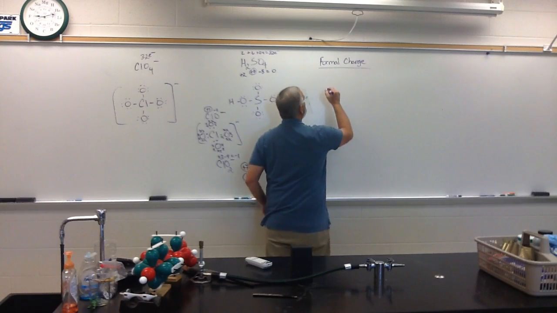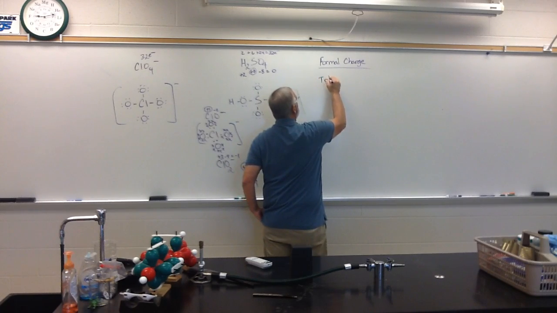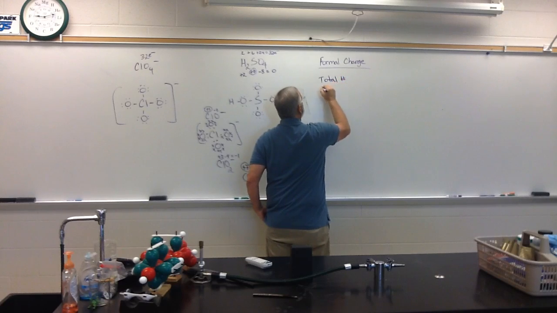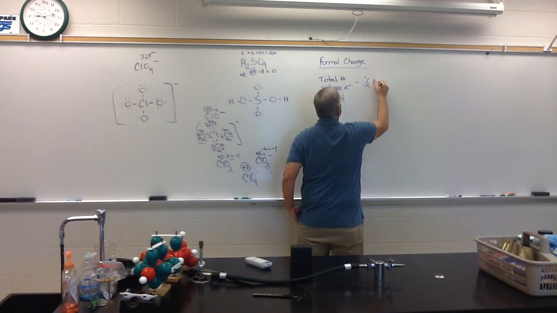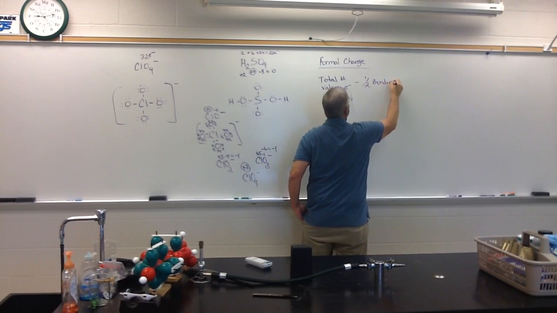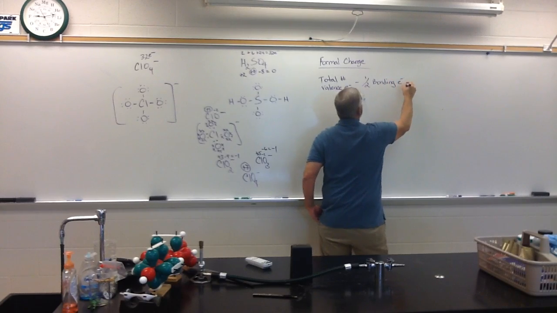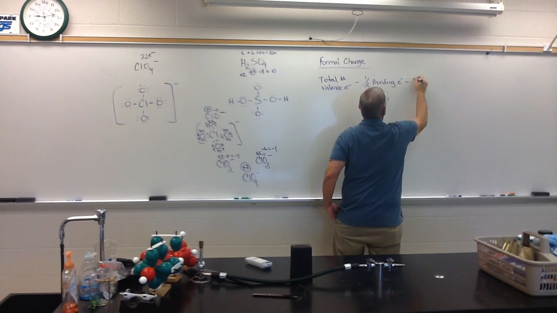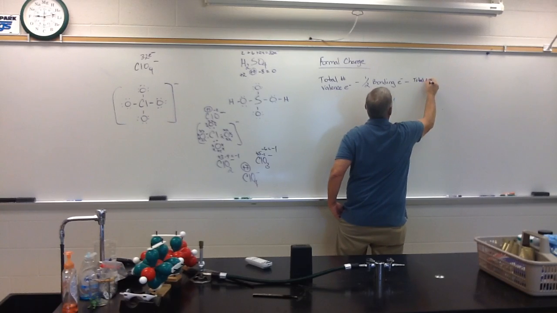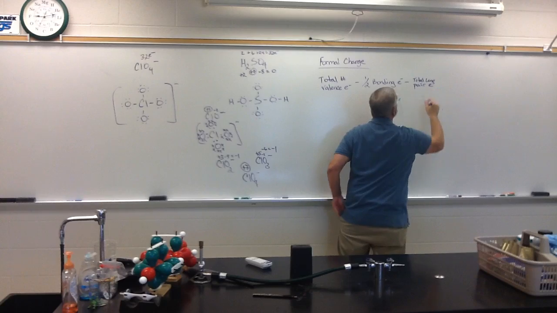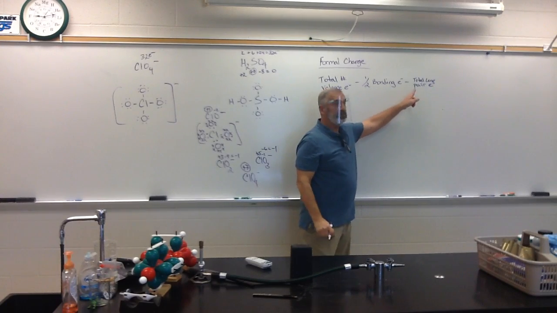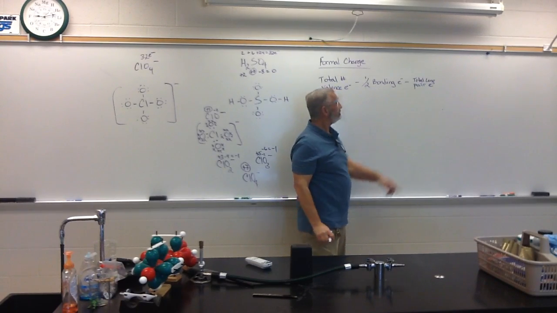To calculate formal charge, you simply go total number of valence electrons minus 1/2 bonding electrons minus total lone pair electrons. And it's total, not pair. Okay? On this one.